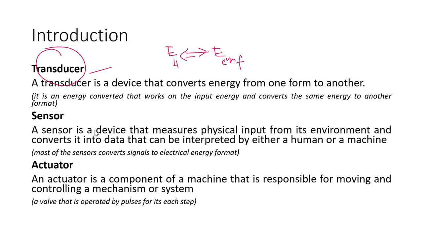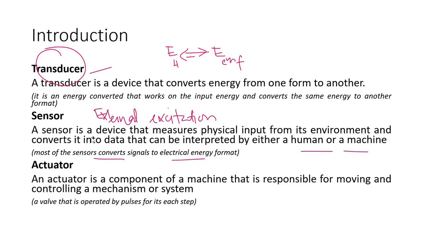Okay, what is a sensor? A sensor is a device that measures physical input from the environment and converts it into data that can be interpreted by either a human or a machine. It is the same as a transducer, except that most sensors convert signals to electrical energy format, and they require some external source of excitation.